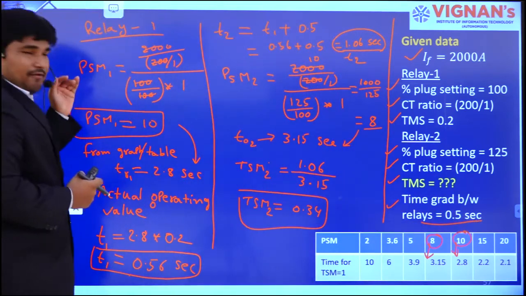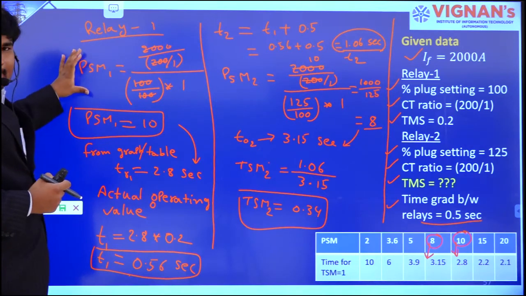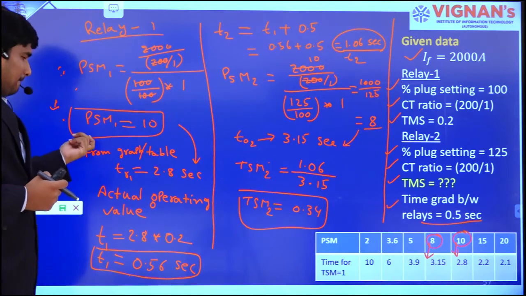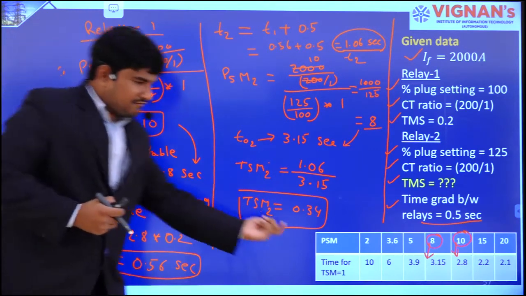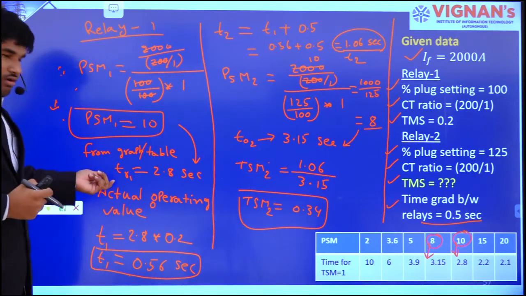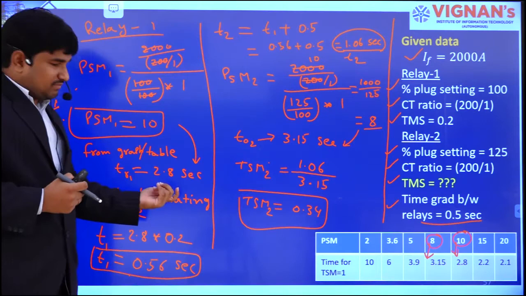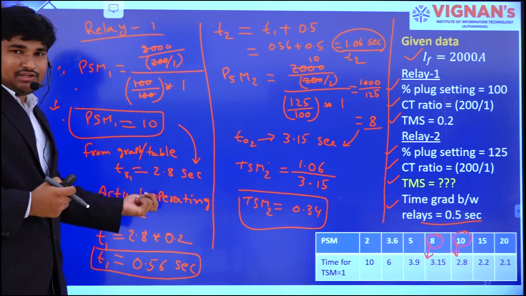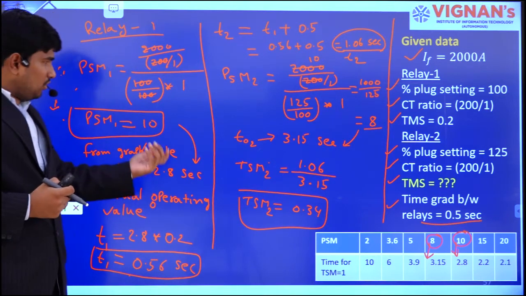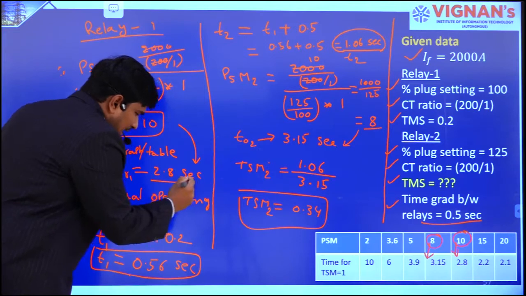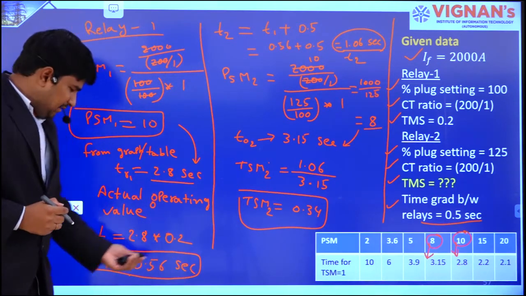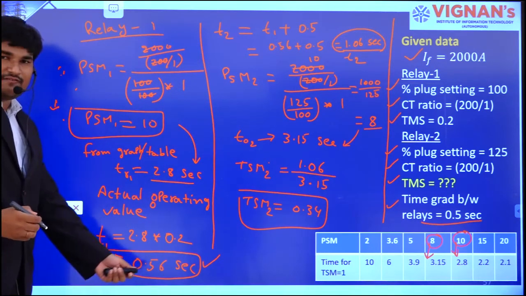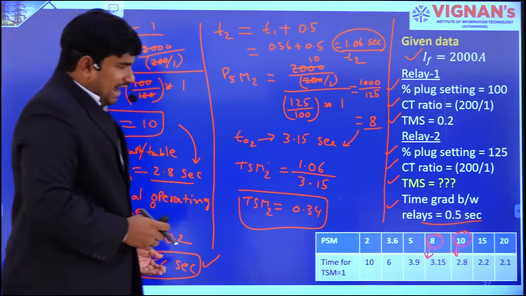Now for relay 1, first I had to find the plug setting multiplier of relay 1 from this equation. With the help of this PSM, from the characteristics I got the nominal operating time, that means the operating time for unity TSM. So by multiplying this value by the TMS, it becomes the actual operating time of relay 1, that is 0.56 seconds.